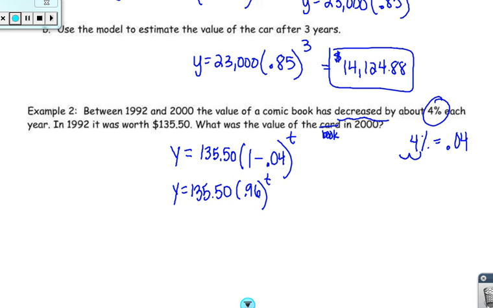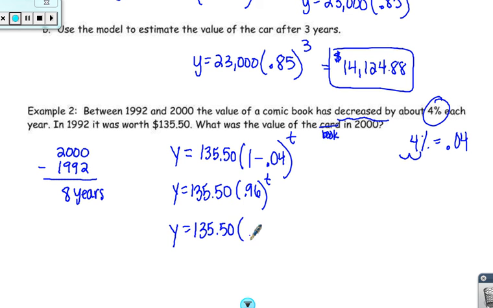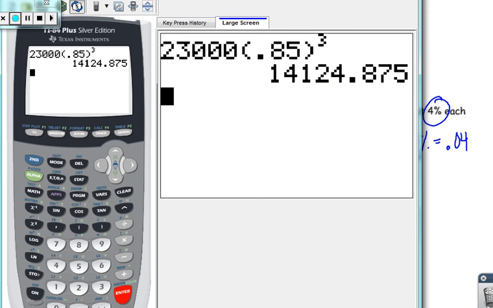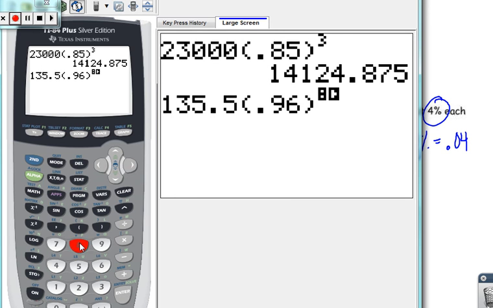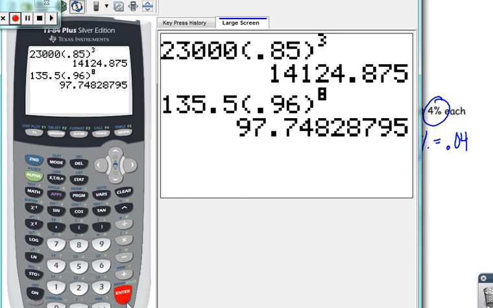If I want to know the value of the comic book in 2000, and I first got it in 1992, it has been 8 years. So my time is 8. Evaluating 135.5 times 0.96 to the 8 tells me the comic book is worth $97.75 today.